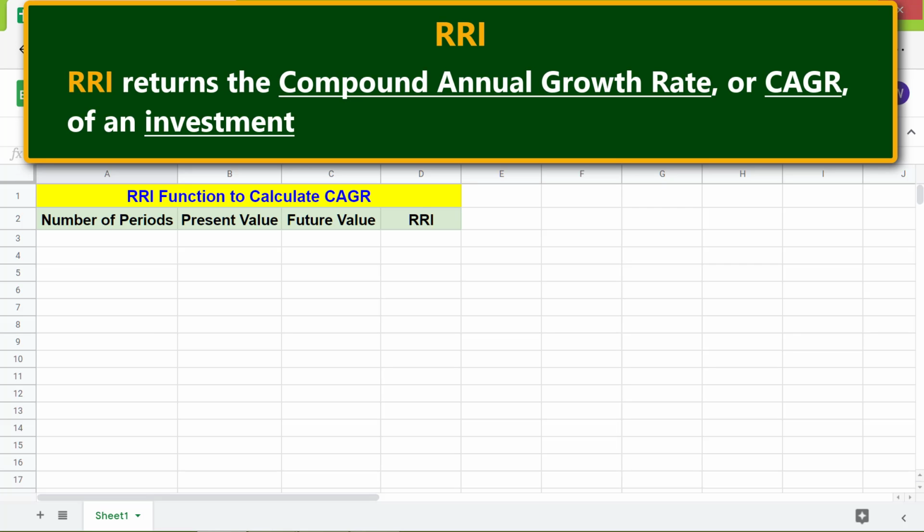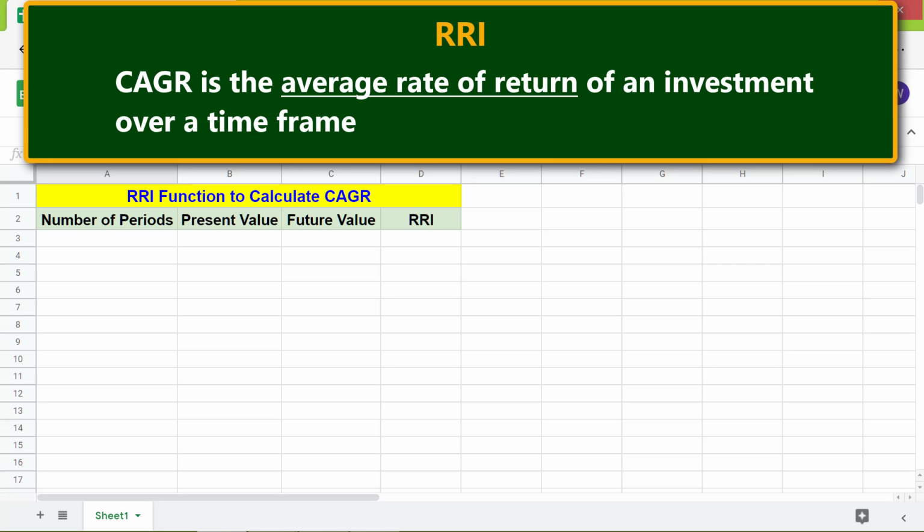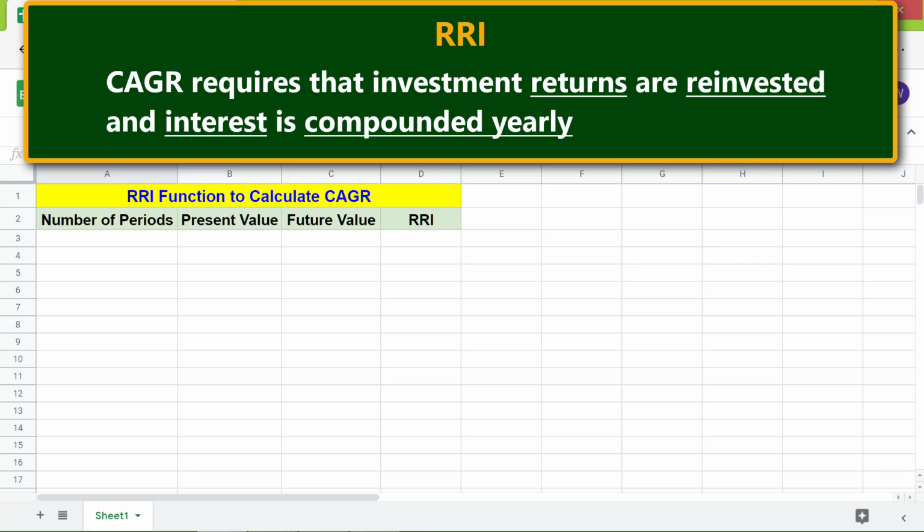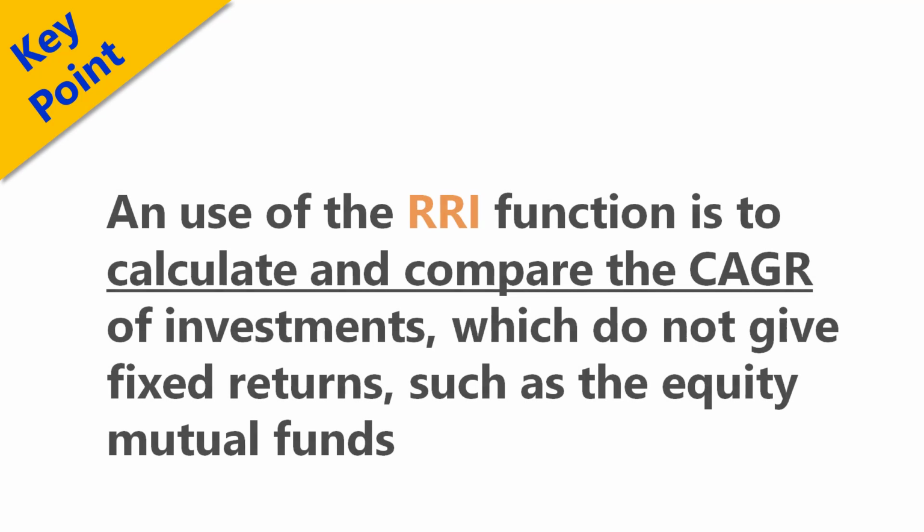RRI returns the compound annual growth rate, or CAGR, of an investment. CAGR is the average rate of return of an investment over a time frame. CAGR requires that investment returns are reinvested and interest is compounded yearly. Key point: a use of the RRI function is to calculate and compare the CAGR of investments which do not give fixed returns, such as equity mutual funds.